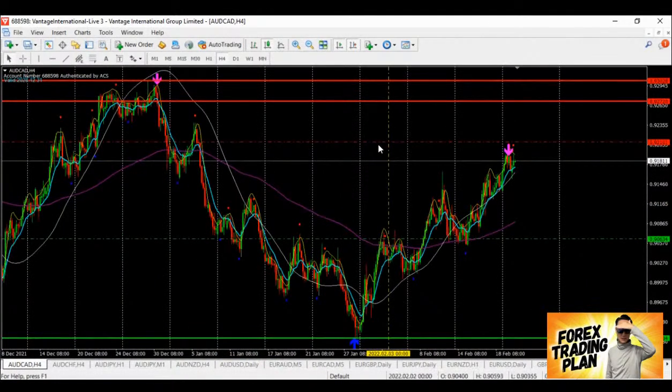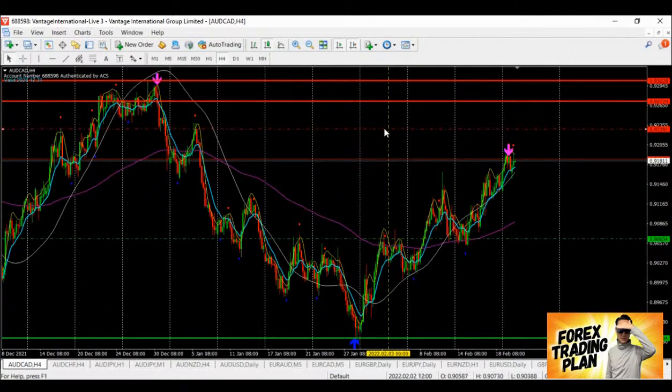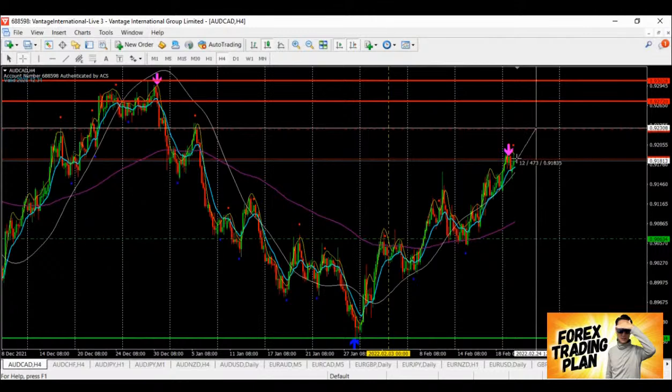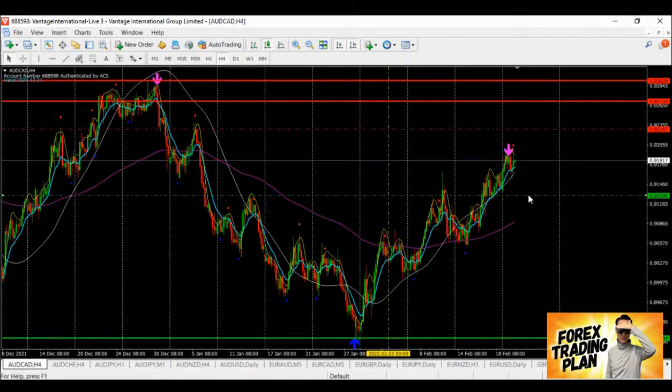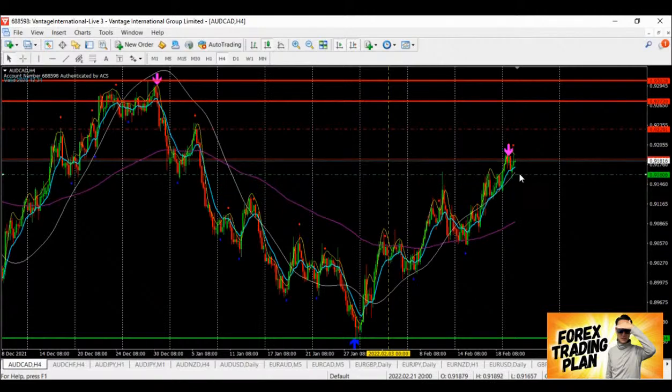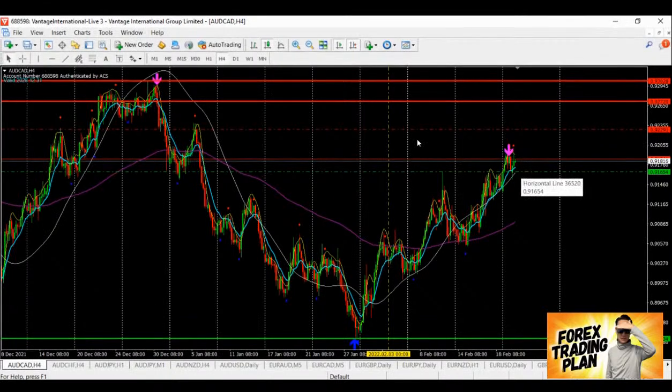Right now we have a resistance over here. We still have about 40 over pips to go, and we are still building a higher support along the way. With all these higher supports until here, which is still on the higher support, this is really great. This still shows us that the buying signal is still very strong. We are still running on the bullish market right now.